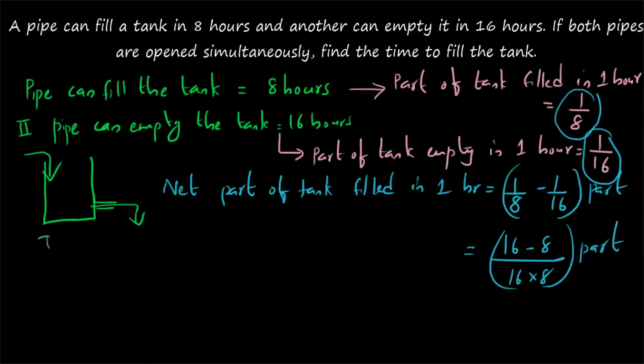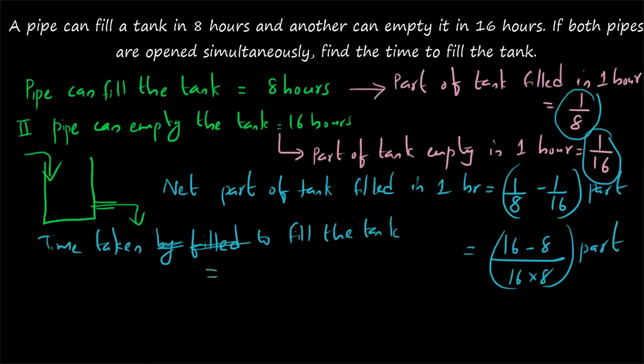Which implies the time taken for filling the tank, when one pipe is filling the tank and another pipe is emptying the tank, will be equal to 16 into 8 divided by 16 minus 8 hours. We have to take the reciprocal of the part which is filled in 1 hour. (16 minus 8) divided by (16 into 8) part is filled in 1 hour. So taking the reciprocal, 16 into 8 divided by 16 minus 8 will give you the time taken to fill the tank. So when we are writing the general formula, how will it come?